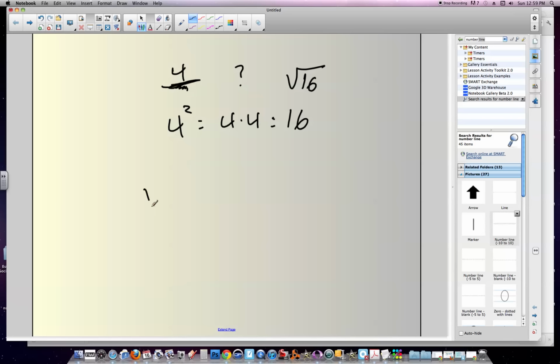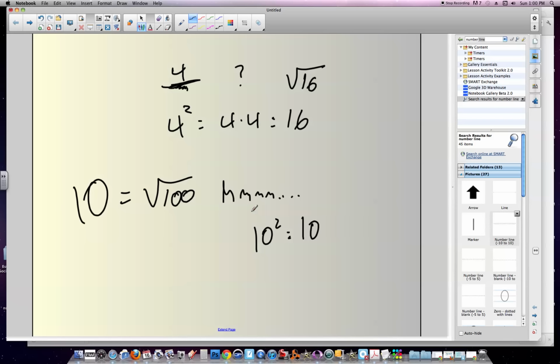If I said, what's the square root of 100? I'm just asking what number, when it's squared, what number times itself equals 100? 10 times 10 is 100. So the square root of 100 is 10. What's the square root of 64? Well, 8 times 8 is 64, so it must just be 8, right? That's all that we're asking when we ask for a square root.